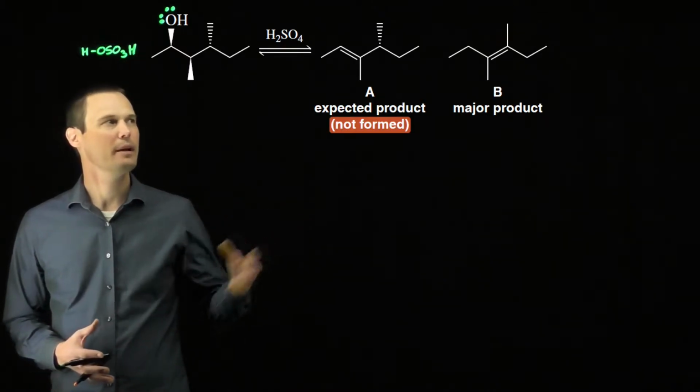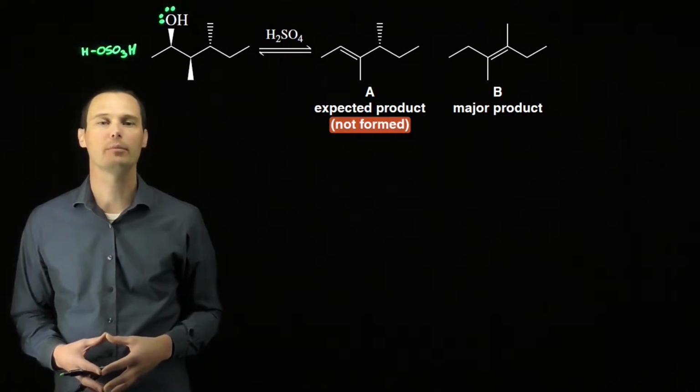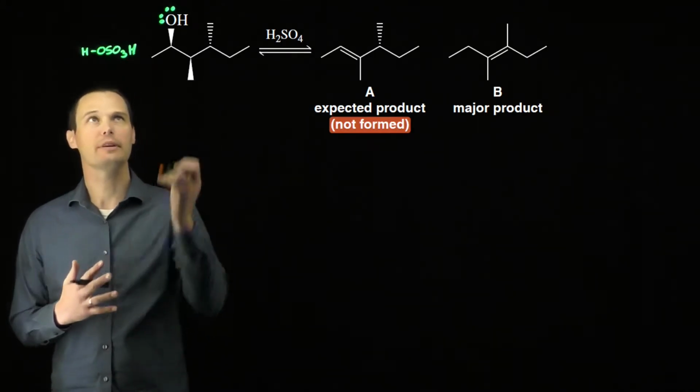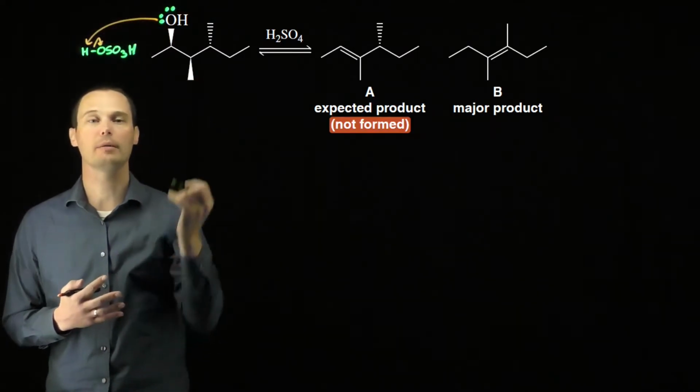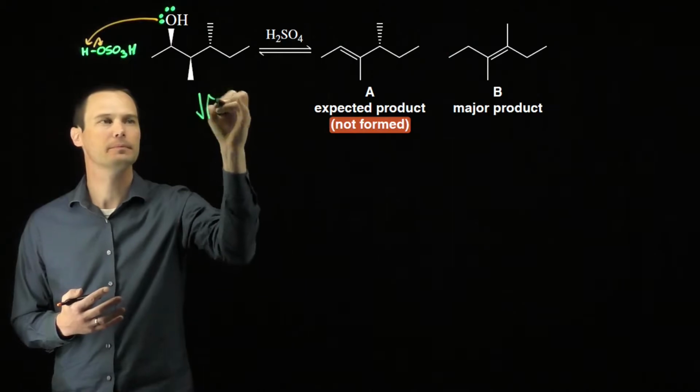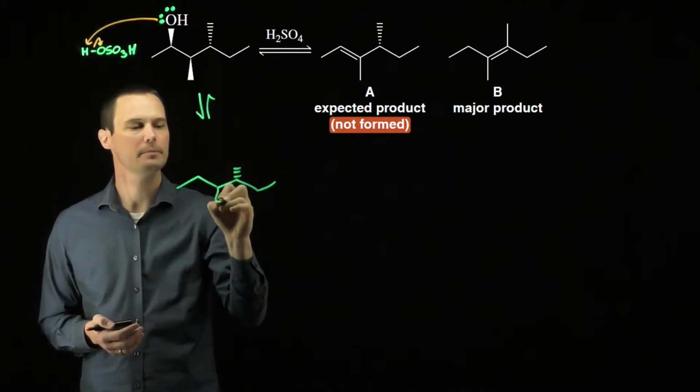This question asks us to provide a mechanism that forms product B, even though it looks like product A might be the logical choice for the product of this reaction. The first thing that's going to happen is the oxygen is going to get protonated. We'll use a lone pair on oxygen to get protonated by H2SO4. That will form the protonated alcohol intermediate.